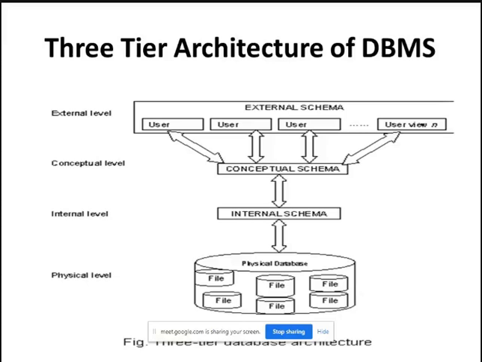Next comes the conceptual level. The conceptual level, sometimes known as the logical level, describes the logical structure of the whole database for a community of users, that is, the global view of data. It is represented as the middle level in the three-level architecture.